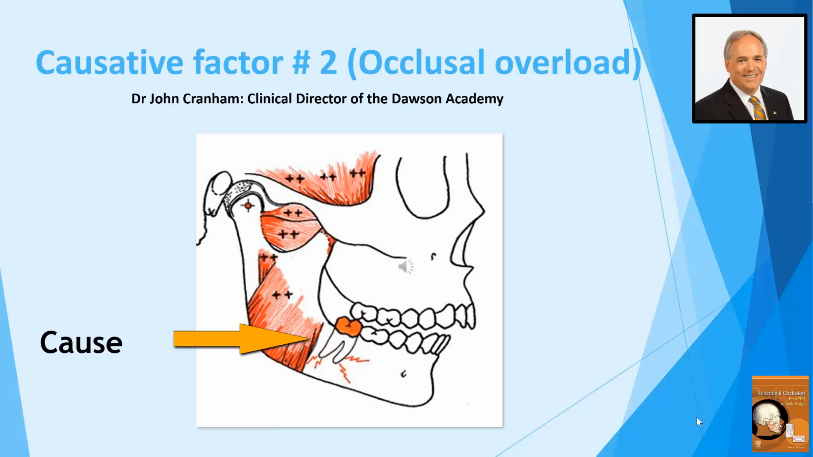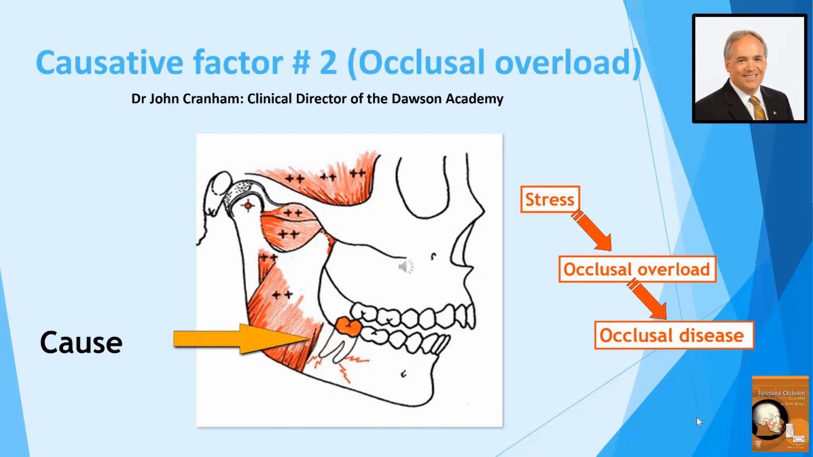But I want you to start thinking about causative factor number 2 being stress to the system. Not stress like I hate my mother. I'm talking about force, all right? I'm talking about force generated from muscle activity. So stress is going to equal occlusal overload, which is going to lead to what we're going to determine or call occlusal disease. And this is a concept that I really didn't start understanding till getting out of school, but there are people out there that will have the propensity to tear up your work.